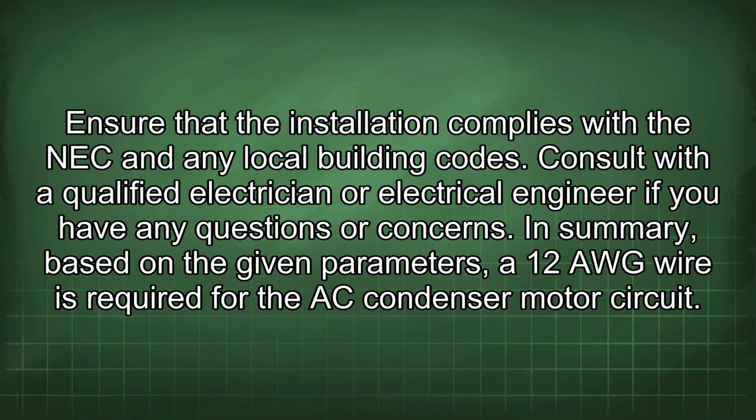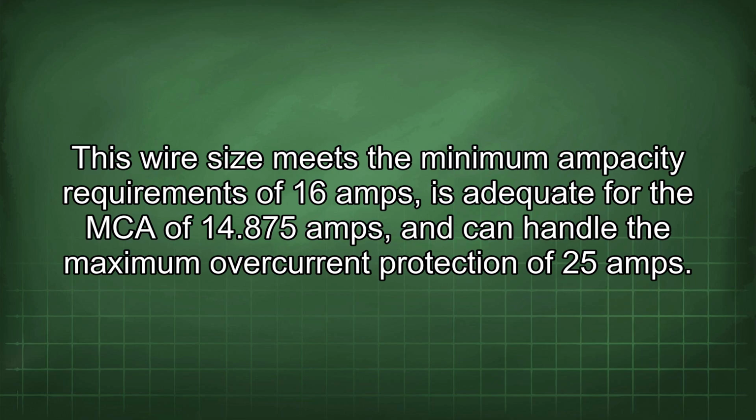In summary, based on the given parameters, a 12 AWG wire is required for the AC condenser motor circuit. This wire size meets the minimum ampacity requirements of 16 amps, is adequate for the MCA of 14.875 amps, and can handle the maximum overcurrent protection of 25 amps.